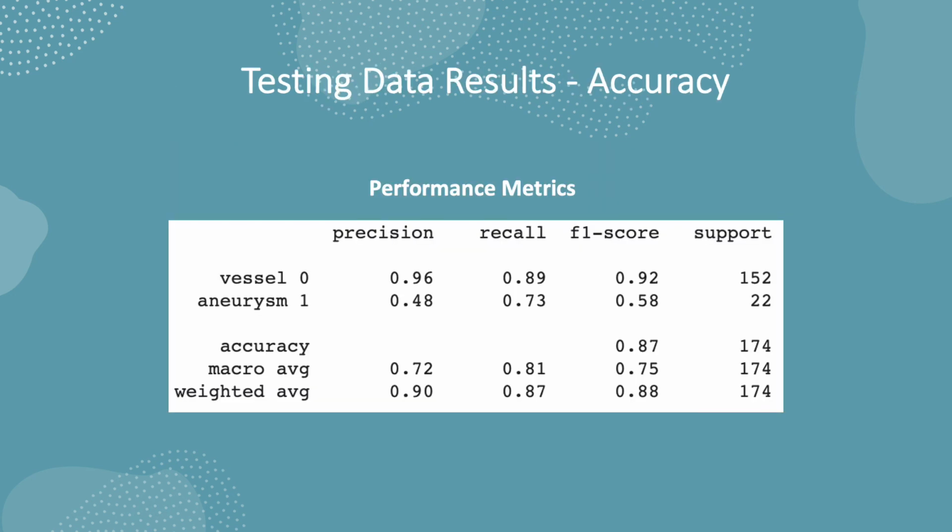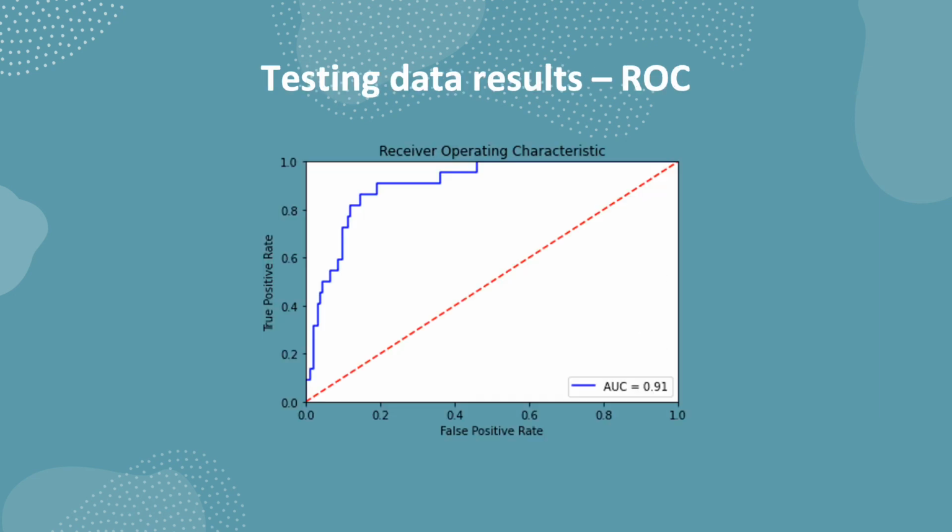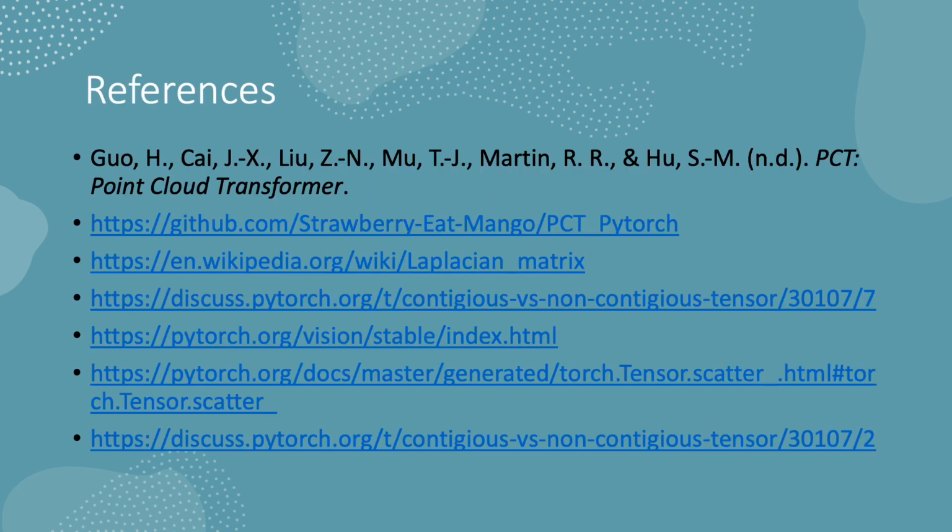Test accuracy is 0.87 according to the highest accuracy model. The aneurysm score is still around 0.48. AUC is 0.91 in this PCT, which is higher than PointNet.